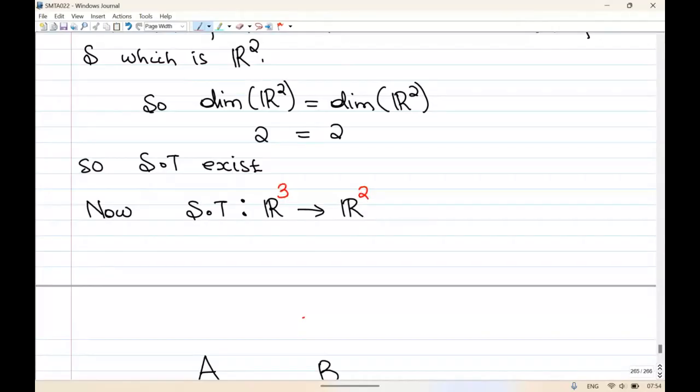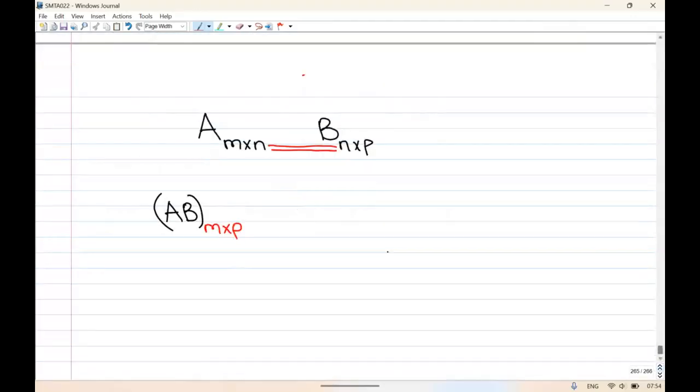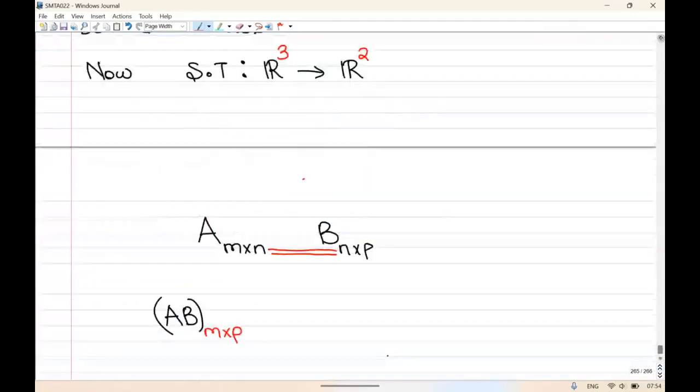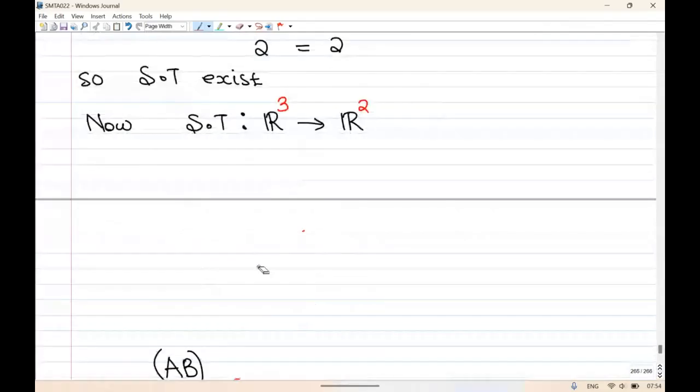Are you still there, colleagues? Do you understand? You have done this, the multiplication of matrices. Now you are multiplying 2 maps. So we are using the very same procedure.